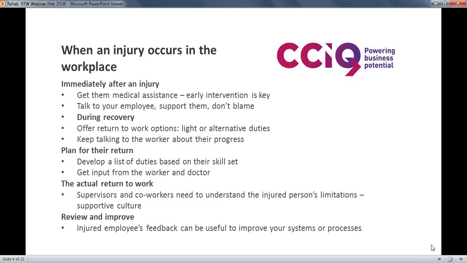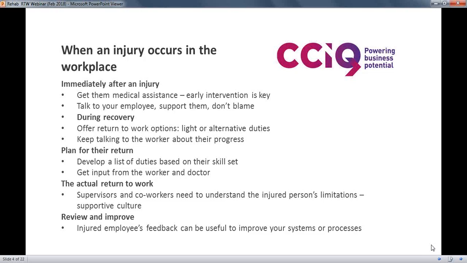Immediately after an injury, obviously number one is get the medical assistance. Early intervention is the key. So talk to the employees, support them, don't blame. Obviously there is an investigation, and you may be conducting that yourselves. You may have systems and processes already in place to deal with what is to occur if an employee sustains an injury.